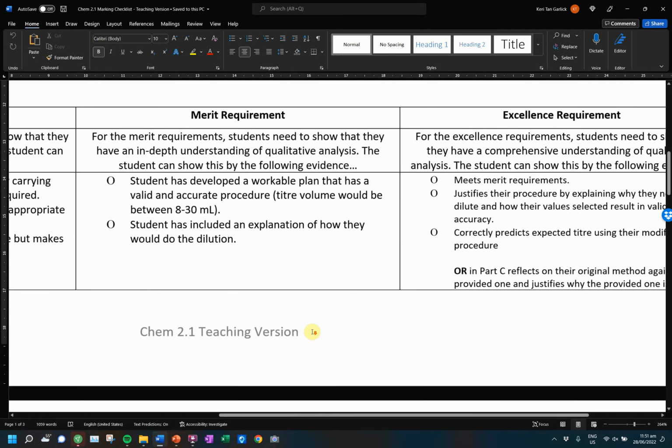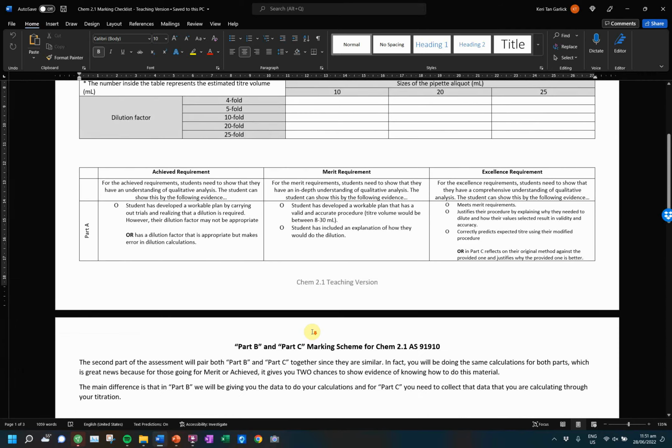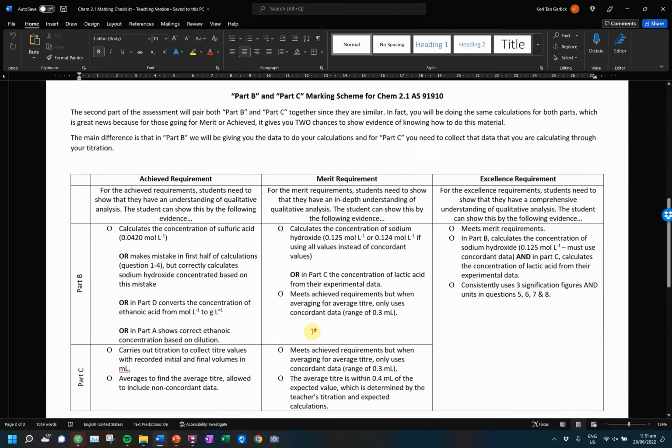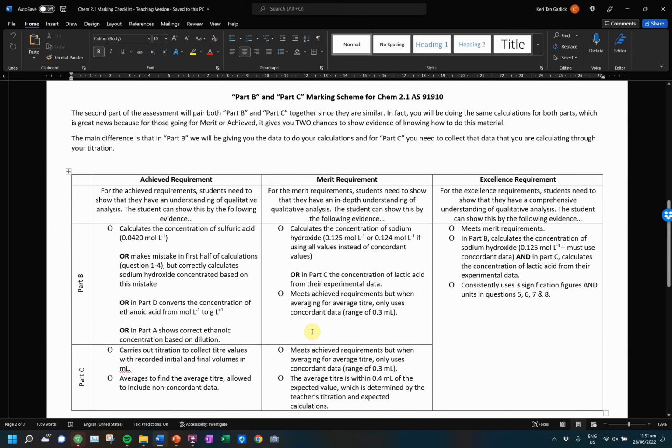Yes. Okay. So let me show you what part B is. And in fact, part B and part C are very, very similar. So, part B and part C. All right, doing the new parts now.